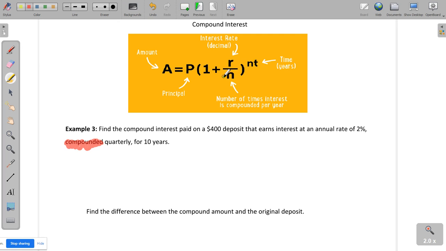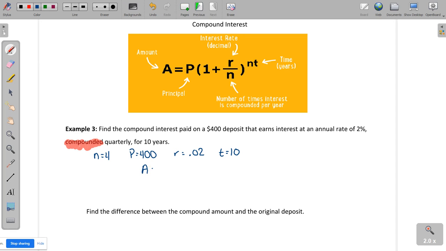And we're going to be using, for quarters, 4. So our n equals 4. $400 is our principal. It has an interest rate of 2%. 2% changed to a decimal is 0.02. And our time is 10 years.